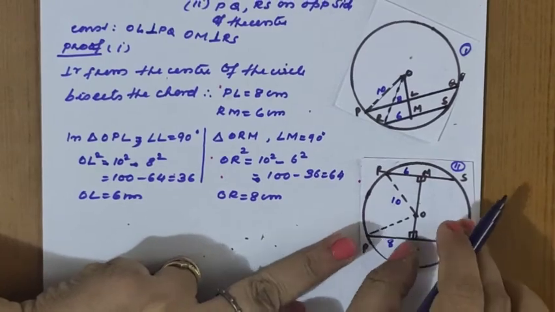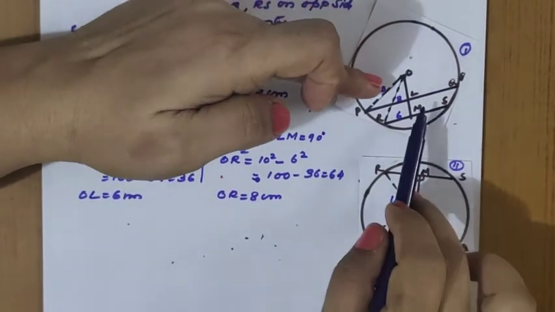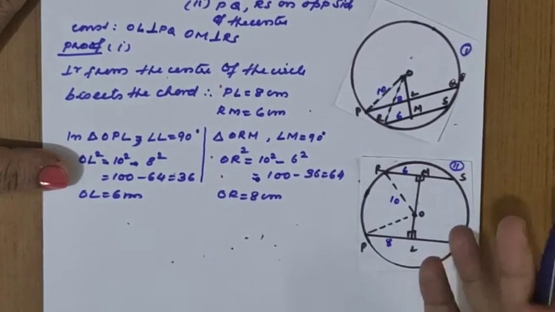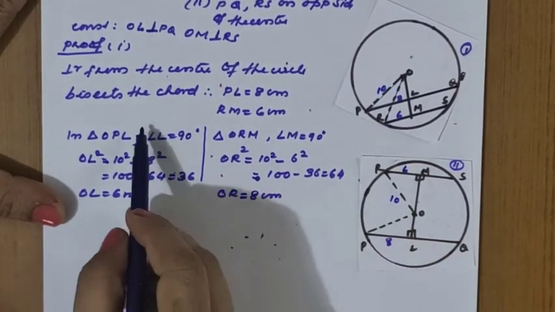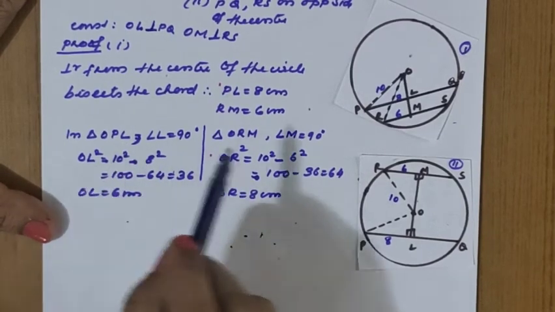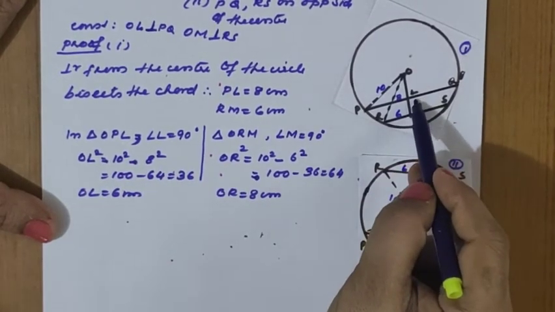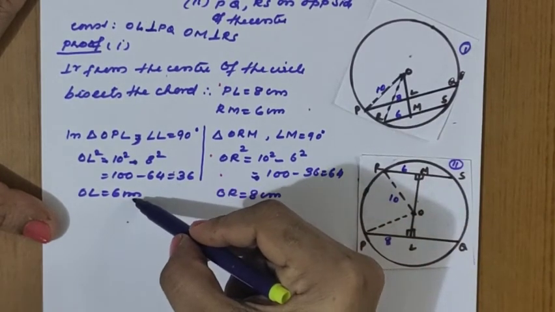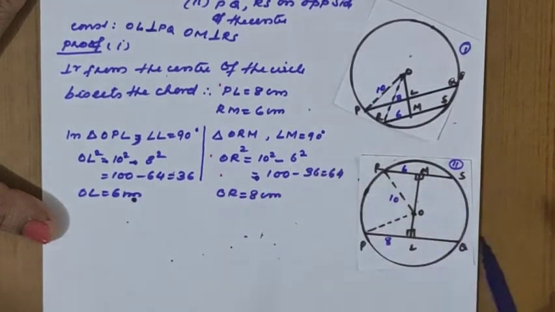Now depending upon the question, number 1, it is on the same side, and depending upon question number 2, both are on either side of the center. The same concept what we have done here, by Pythagoras theorem, we are calculating OL square. OL square equal to 10 square minus 8 square. You know that it's a Pythagorean triplet, so the answer is 6.